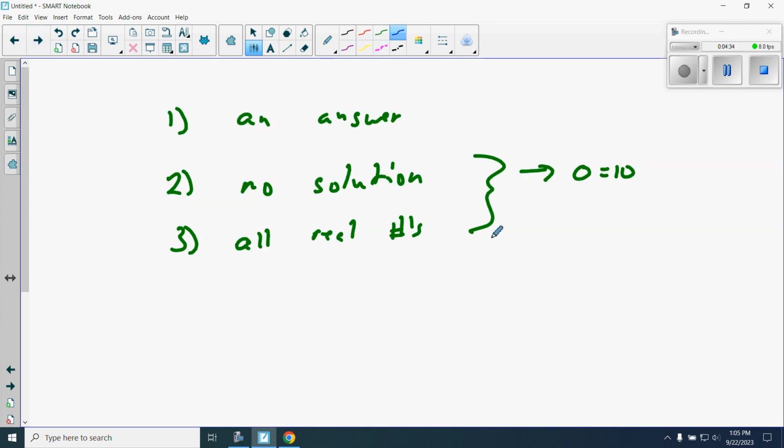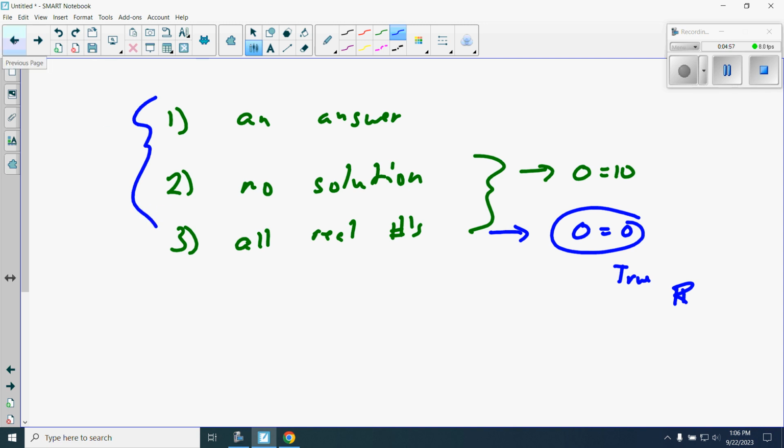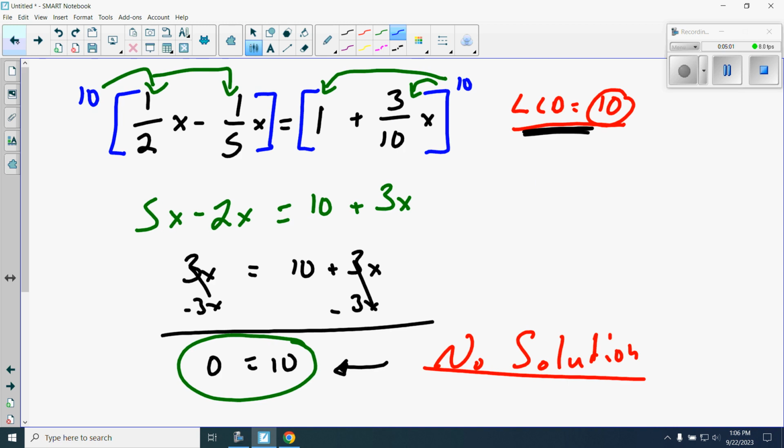Had this problem worked out to where 0 equals 0, or 10 equals 10, or whatever, left side equals right side, and it is a true statement, then you get all real numbers. Okay, so just something to pay attention to. Not exactly the purpose of this video, but you know, sometimes you get multi-purposes.